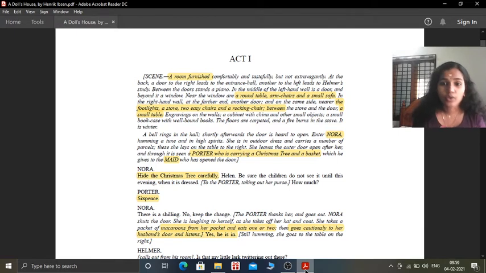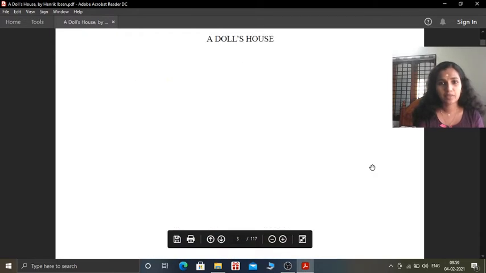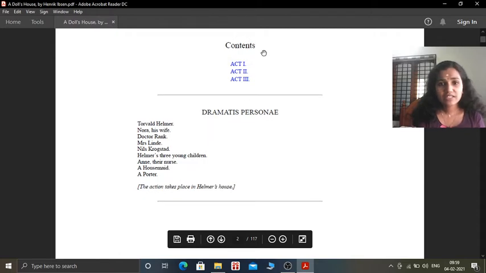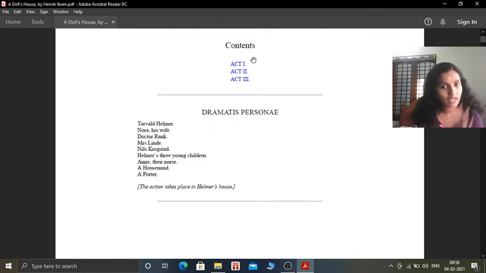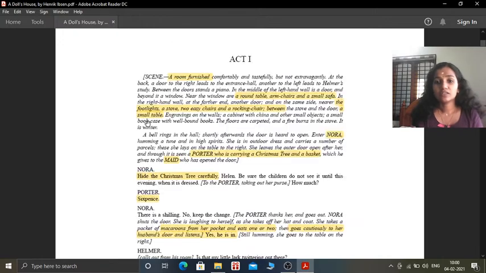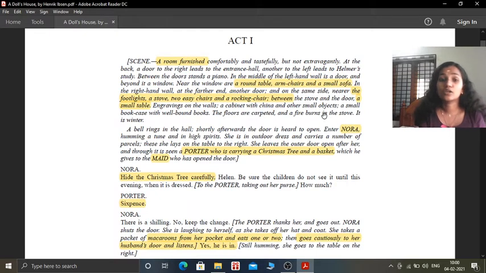That is Nora, one of the main characters in this play. So here also you can see the contents. This play consists of three acts, and here they have given the name of all the characters in the play. So Torvald Helmer and Nora, they are the couple, and when the play begins, the first character who appears on the scene is none other than Nora.